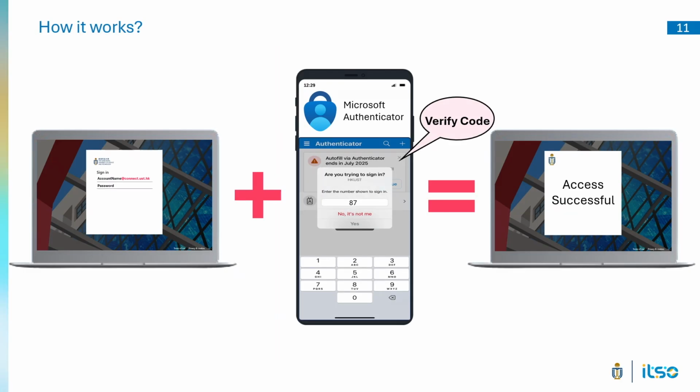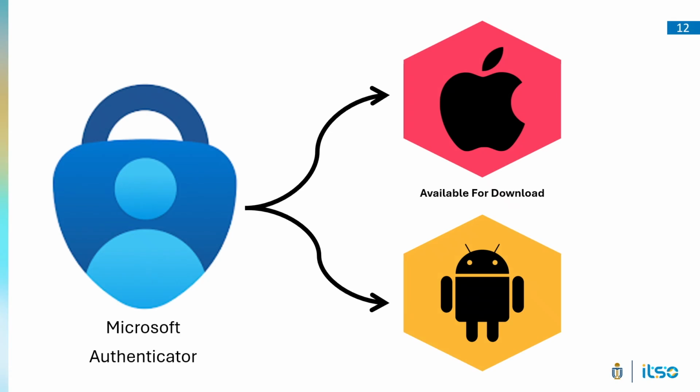We will show you the steps. First, enter your HKUST account and password at the login prompt. Then, use your physical device to verify your identity, such as your mobile phone or tablet. Once authenticated, you will be securely logged into the system. You can download and activate your HKUST account using the Microsoft Authenticator app. It is available on both Apple iOS and Google Android platforms.